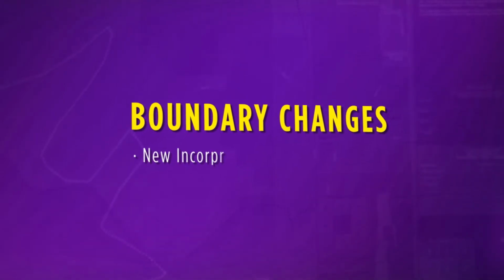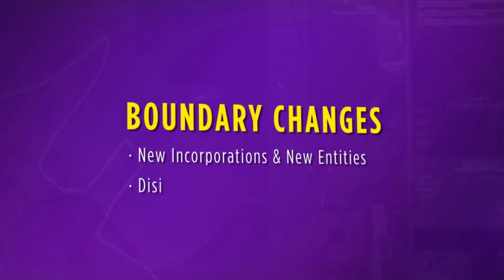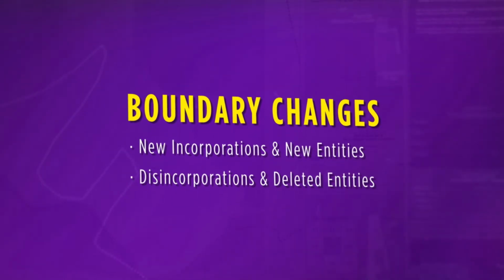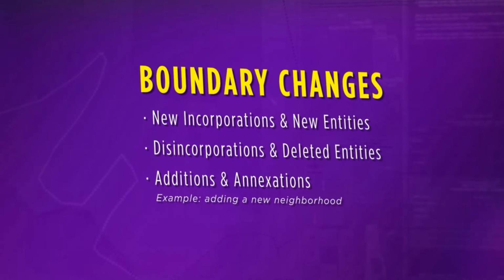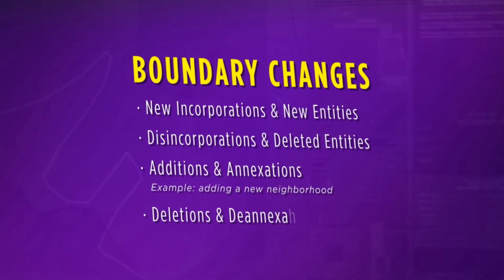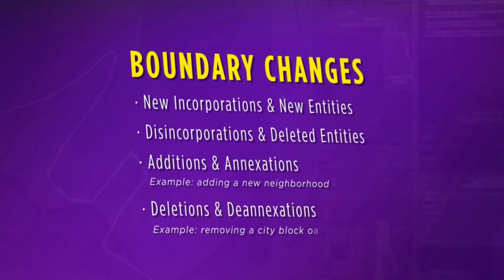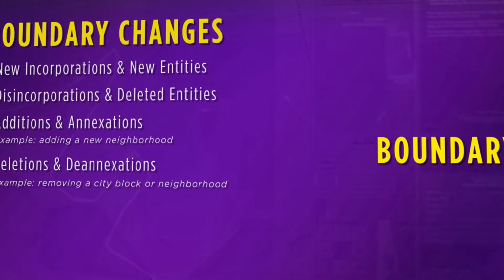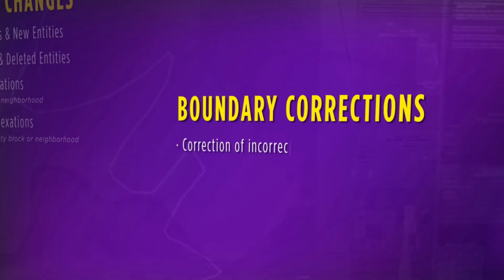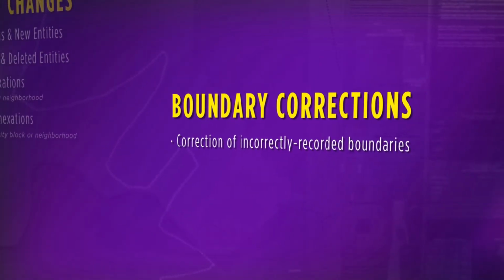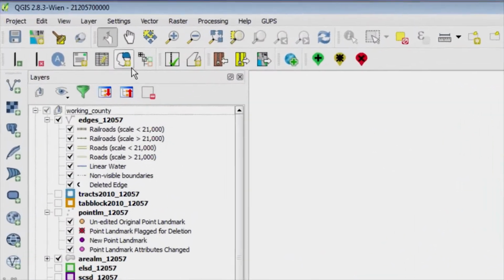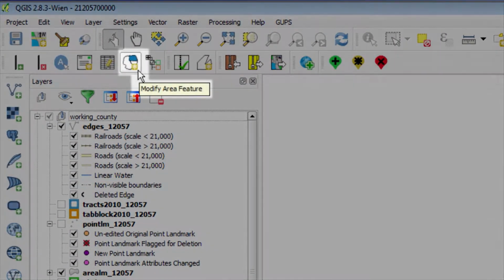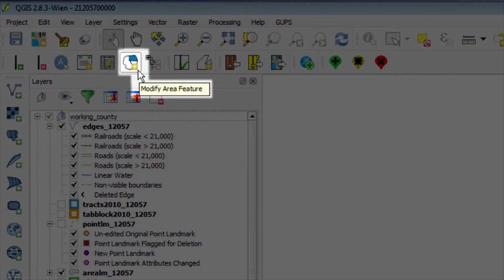In GUPS, the types of boundary changes include new incorporations and new entities, disincorporations and deleted entities, additions and annexations, meaning partial areas legally added into entities, and deletions and de-annexations, meaning partial areas legally removed from entities. Boundary corrections are additions or removals of incorrectly recorded boundary lines which the Census Bureau have on record. In GUPS, all boundary changes and boundary corrections are completed using the Modify Area Feature tool in the BAS toolbar.